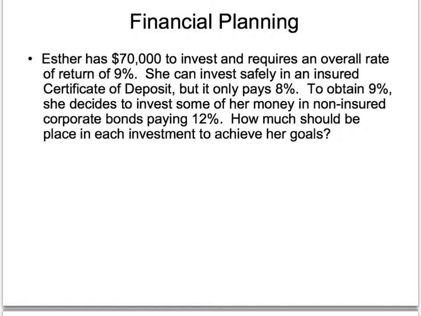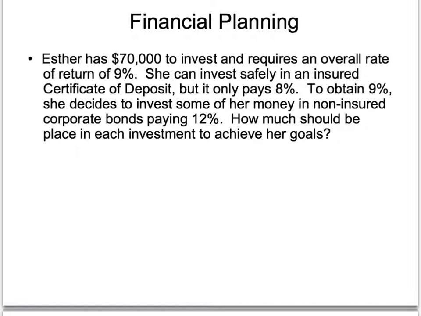Next, financial planning for the future. Esther has $70,000 to invest and requires an overall rate of return of 9% on her investment. So she can invest safely in an insured certificate of deposit, but that only pays 8%. To obtain 9%, she decides to invest some of her money in non-insured corporate bonds, paying 12%. How much should she place in each investment to achieve her goals?